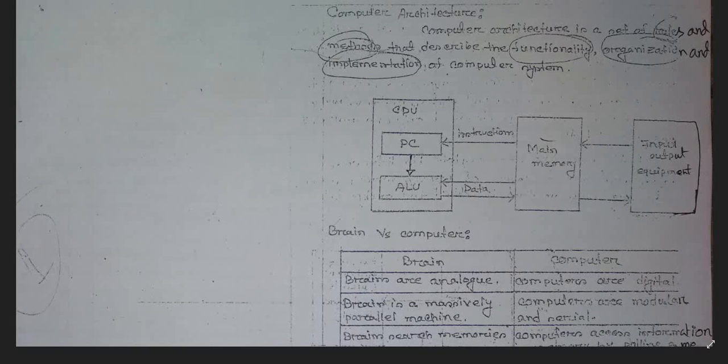Here we have the CPU section, where we have the program counter, which is the PC, and the ALU, the arithmetic logic unit, which is connected with the main memory. From this main memory the instructions are coming, and by this arithmetic logic unit the operations occur. Then we have the data bus, which is bidirectional to the main memory, and the data is interchanged. The main memory is also connected with input and output equipment. Input equipment provides input signals and output equipment gives the output.